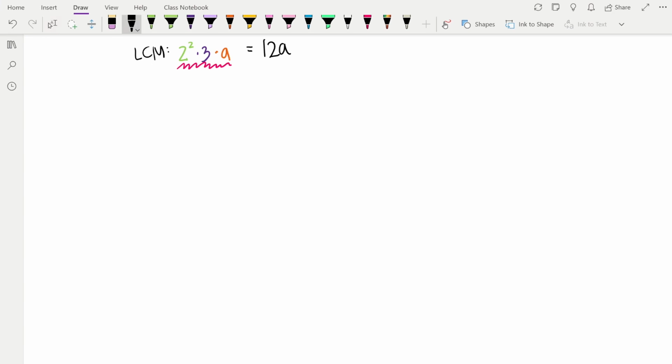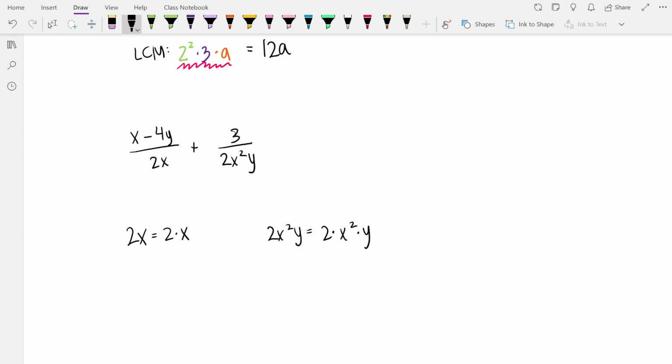So let's say I want to combine x minus 4y over 2x plus 3 over 2x squared y. So in order to add them, I need common denominators. Let's look at the left fraction and the right fraction. So this is just 2 times x, and this is 2 times x squared times y. It doesn't really look like I did anything there, but I can see now I need a 2 and an x and a y in my least common multiple for sure. So I look here, here's 1, 2, and here's 1, 2. I guess I just need 1, 2.